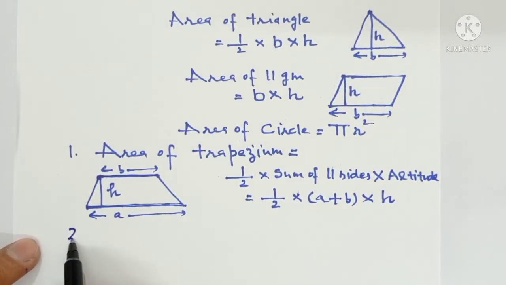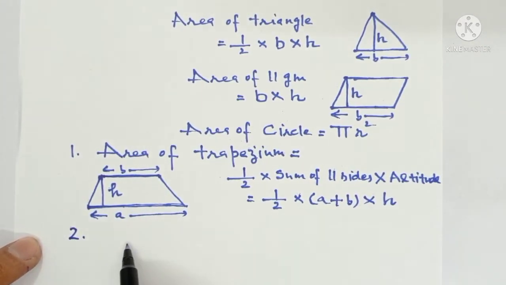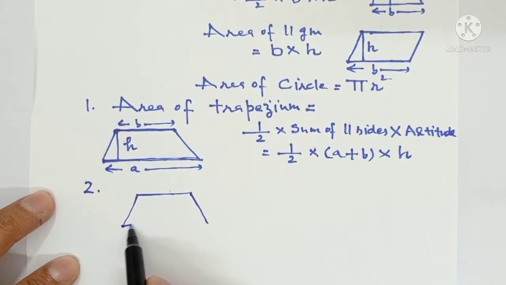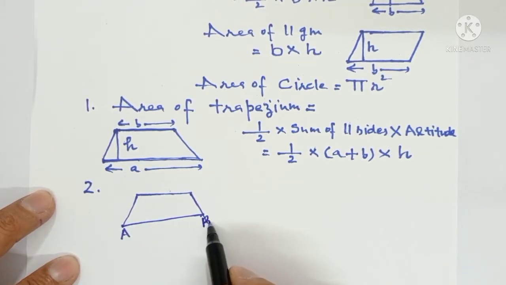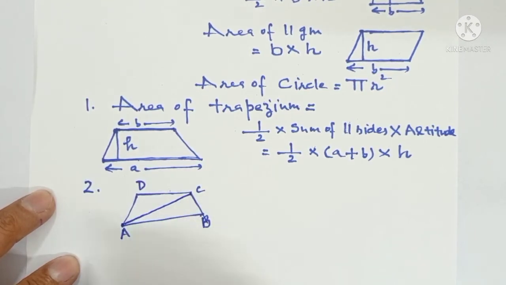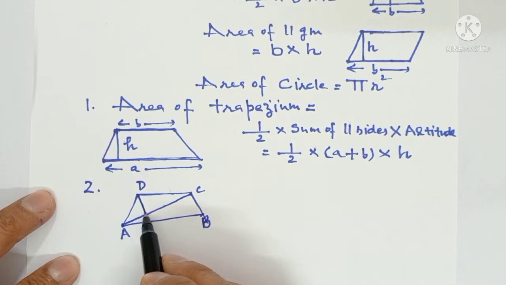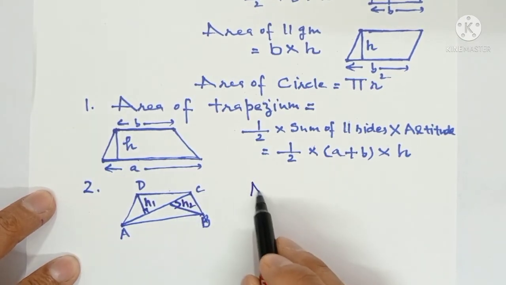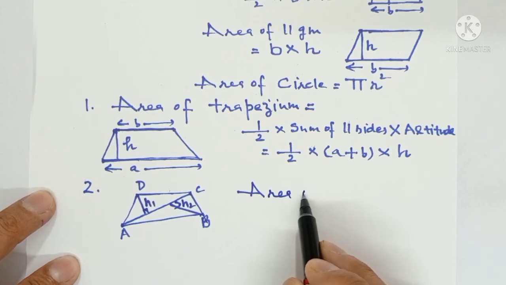Now second, suppose we have a general quadrilateral. A quadrilateral is a closed figure having four sides. Let this be a quadrilateral. I have named it A, B, C, D. And this is one of the diagonals. This is a perpendicular on it, I have named it H1. And this is another perpendicular on it, I have named it H2. So this is a general quadrilateral.